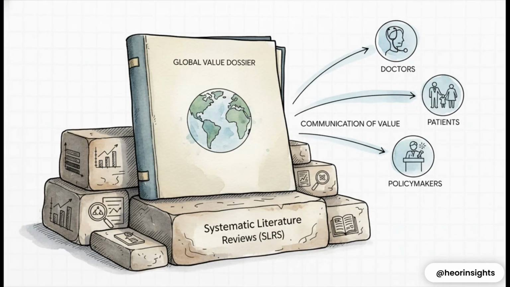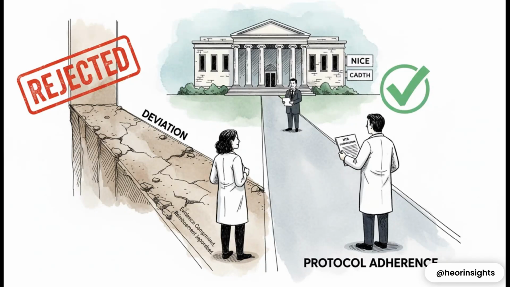Global value dossiers also depend heavily on SLRs. The evidence gathered systematically is used to build the core value story and substantiate claims about a product's comparative efficacy, safety, and overall value. For HTA submissions, a robust SLR with a registered protocol is non-negotiable. HTA bodies like NICE or CADTH scrutinize the methodology, and any unjustified deviation from the registered protocol can lead to the rejection of your evidence.